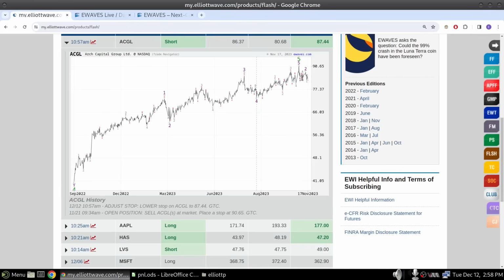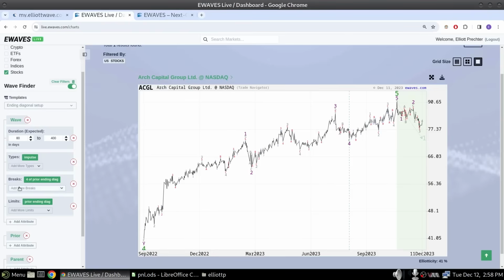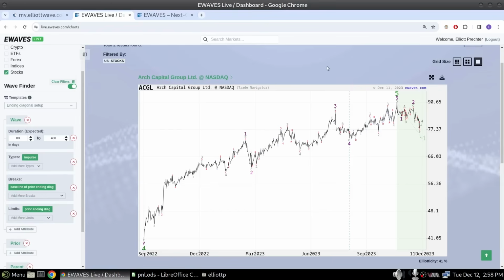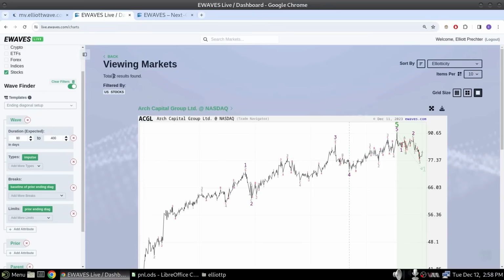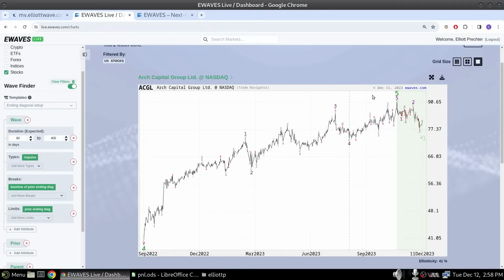We waited for this baseline to be broken. And if we want, that's easy. We can change the template here and say baseline of prior ending diagonal, turn that on, and turn off the 4 prior ending diagonal. Okay, so you'll notice it didn't actually change anything, except we did find another result because now we're being less strict. Instead of breaking 4, it's enough just to break this baseline right here, which of course this still has done.